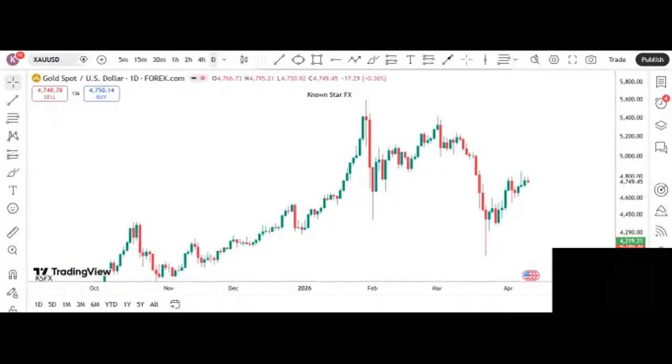It is in order to trade in line with what the higher time frame is saying. Now, right here on the daily time frame, what do we see?